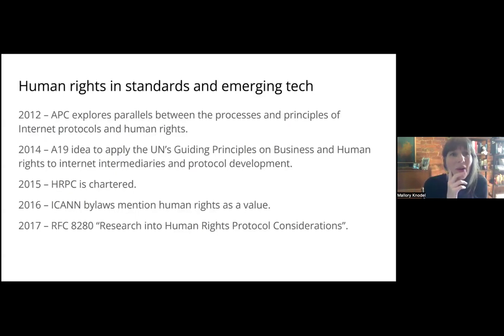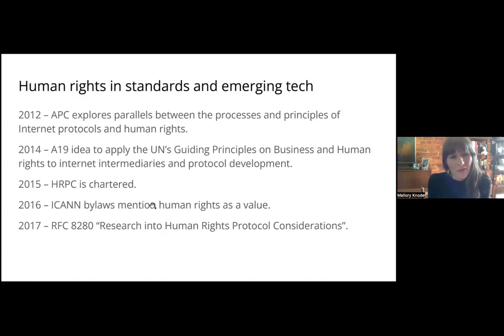So yeah, back in 2012, this is also where I was working at the time, the Association for Progressive Communications put out this report that said, hey, human rights organizations, you should look at this organization called the Internet Engineering Task Force, because they talk a lot about technology and they do it in a pretty open way. Their process and their principles seem to align with the work that we're doing. Now, that certainly wasn't the first time, 2012, people noticed that. It was just the first time, I think, that the particular human rights oriented organizations really started paying attention.